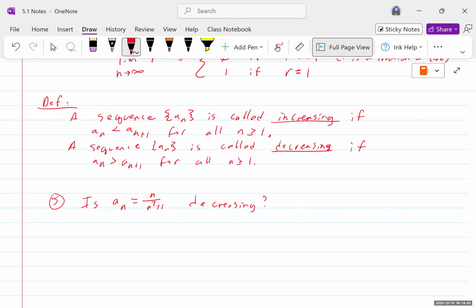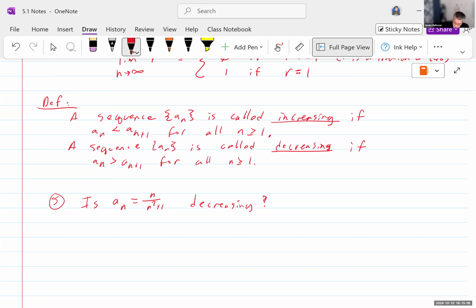Is this sequence decreasing? Yes, we want to check it. Let's check to see if the terms are decreasing. What does it mean for this to be decreasing?